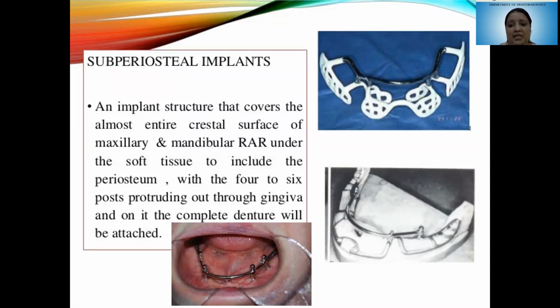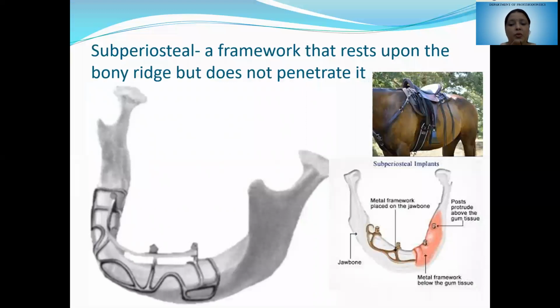Subperiosteal. The name itself says that these implants are placed beneath the periosteum. It covers almost the entire crestal surface of the maxilla or the mandible under the soft tissue, under the periosteum, and there are 4 to 6 posts which protrude out through the gingiva, and a complete denture can be attached to this. It is placed much like a saddle on the back of a horse. It rests upon the bony ridge. It does not penetrate the bony ridge.